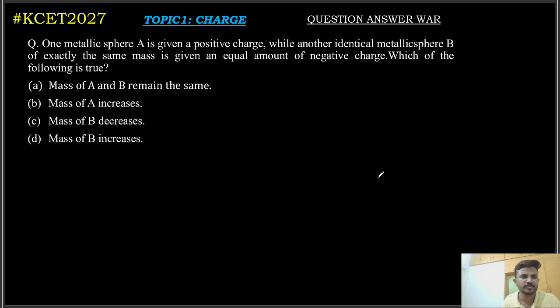Moving on to the next one. One metallic sphere A is given a positive charge, while another identical metal sphere, of exactly the same mass, is given an equal amount of negative charge. So B is negatively charged, A is positively charged. Which of the following is true? Mass of B increases because it is negatively charged. B has more electrons, A has more positive charges. So B's mass is more. Option D is correct.